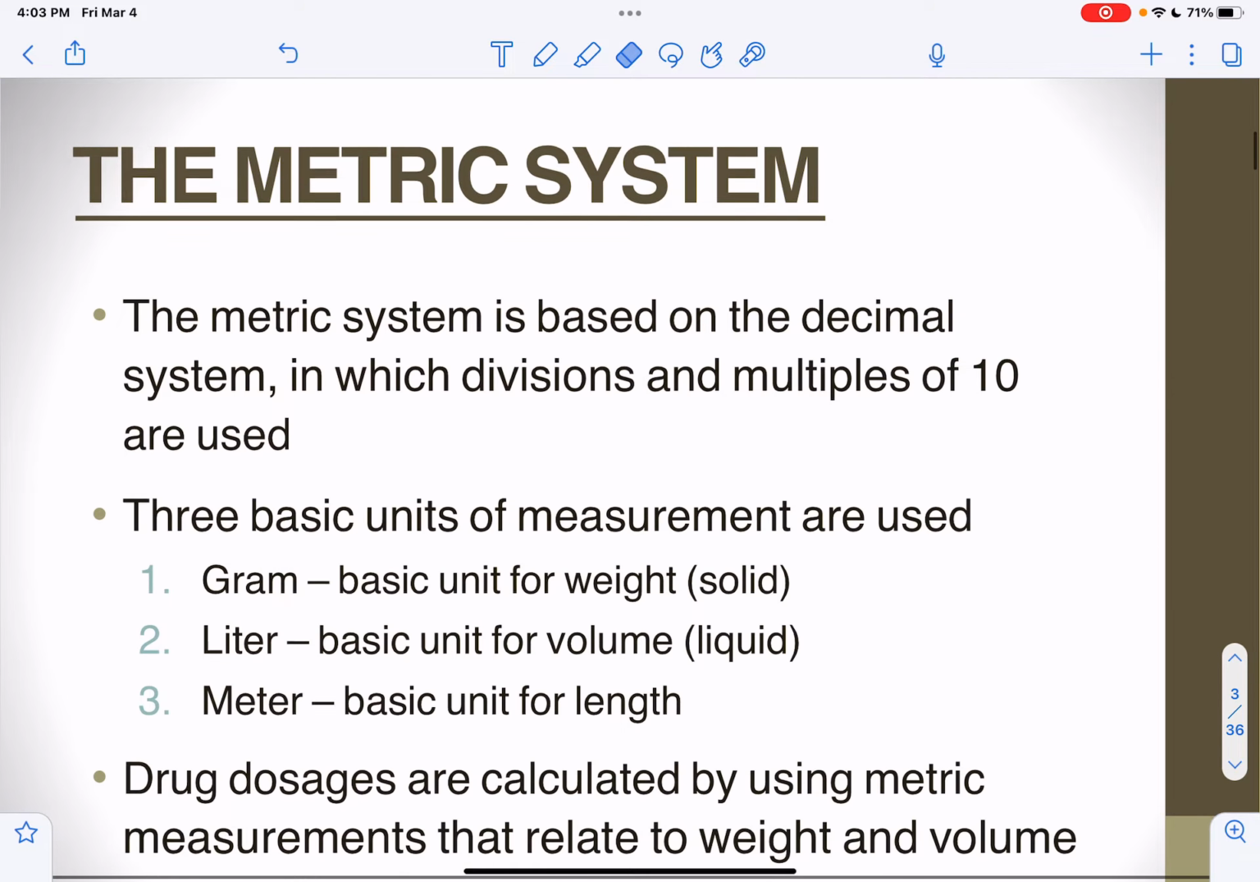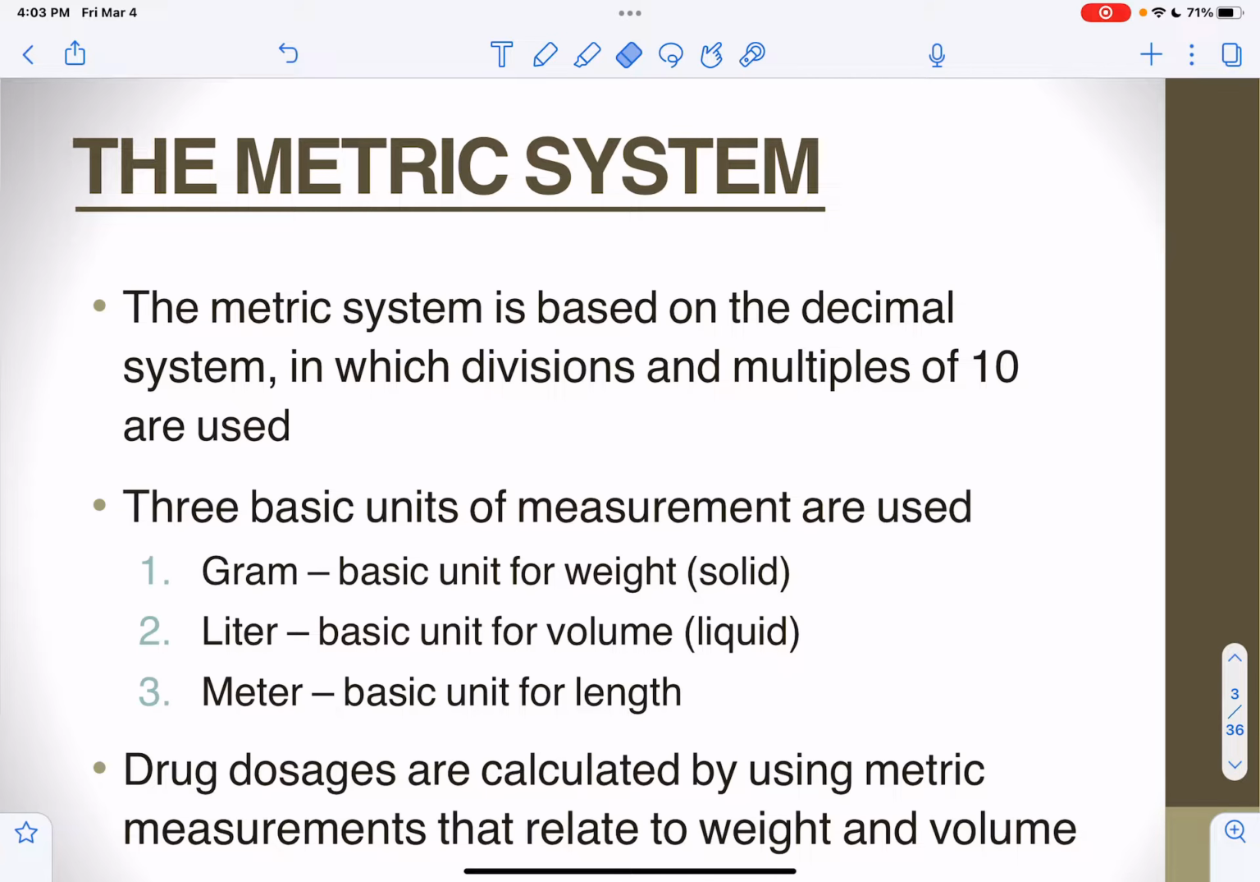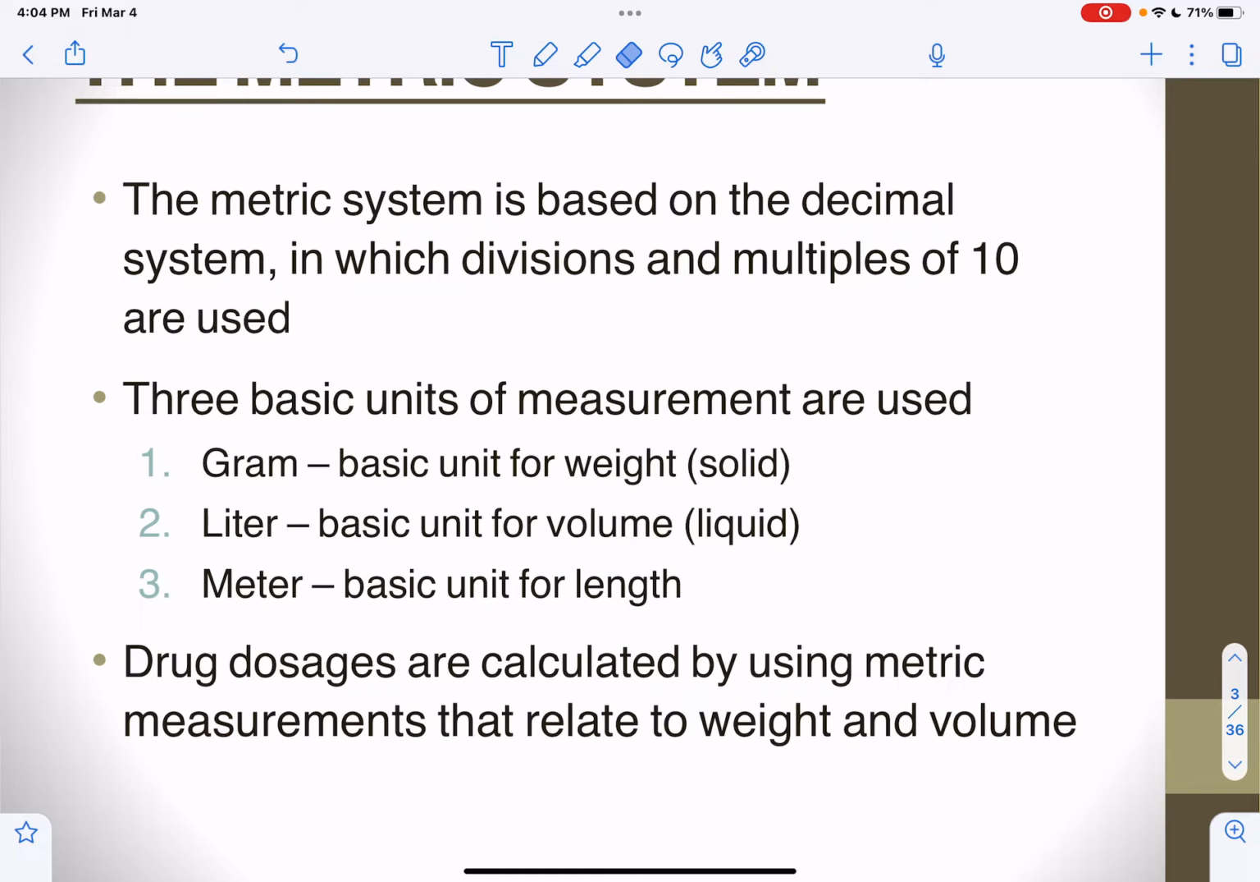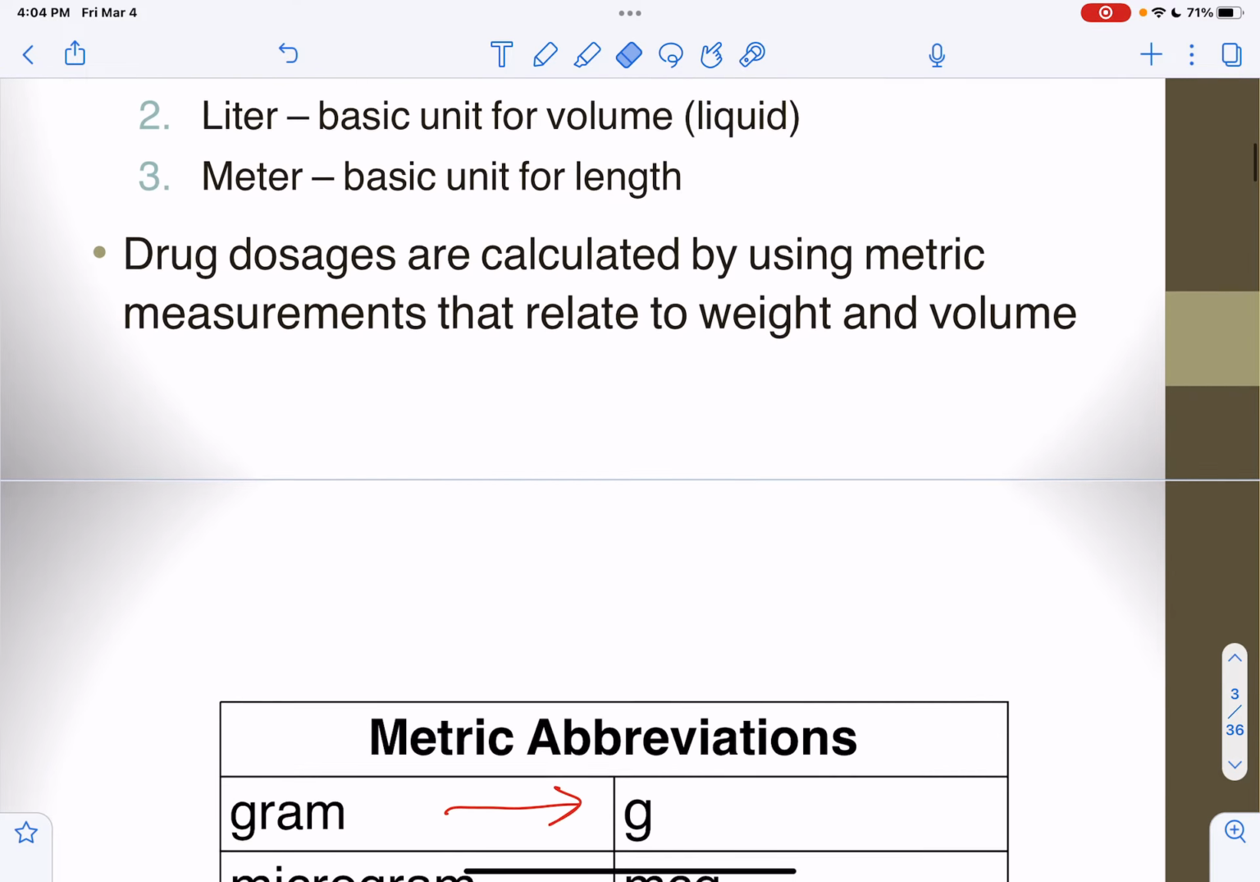The metric system is based on the decimal system, in which everything is divided and multiplied by tens. So it's actually pretty simple once you understand that. The three basic units of measurement are: for solids, we weigh in grams; for liquid, volume is measured in liters; and the basic unit for length is a meter. Drug dosages are calculated by using the metric measurements that relate to weight and volume.